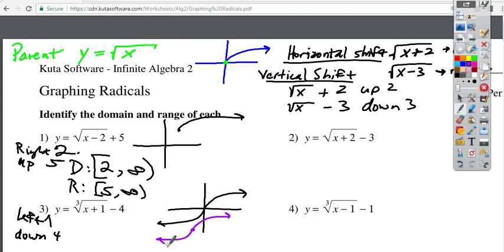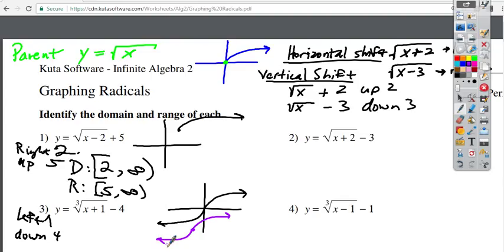Okay, so this stuff's super easy. Now, that's how you graph it. But what about domain and range? Same deal, except this is easier. Just because I moved it to left and down, did it change where I start and finish?